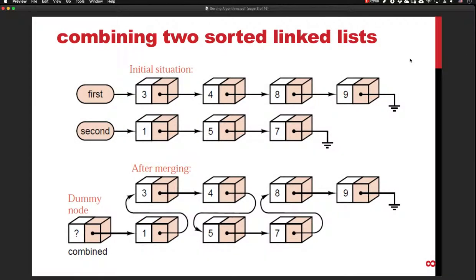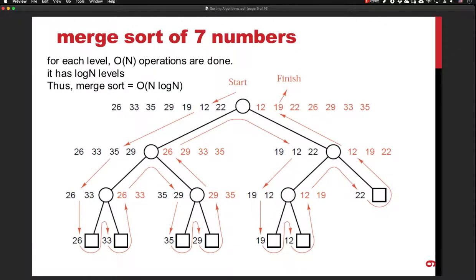Here is an actual example of this. Suppose we have the data as follows. The black ones are unsorted ones, and when you come back, the red ones are sorted ones. So the first step, we partition this into two, the left half and the right half. So they are separated. And then we do this recursively.